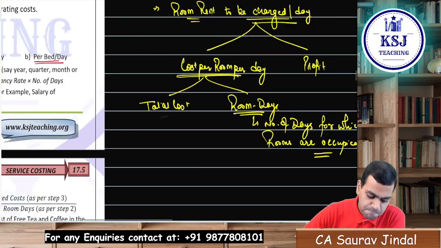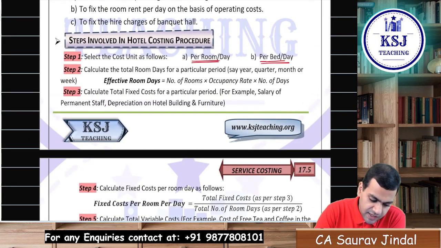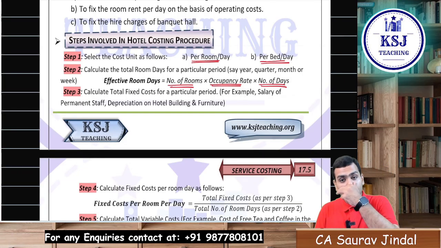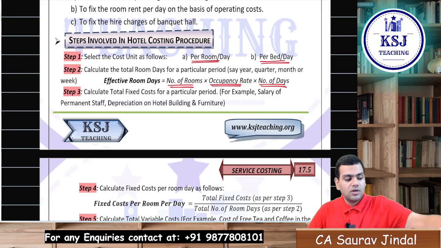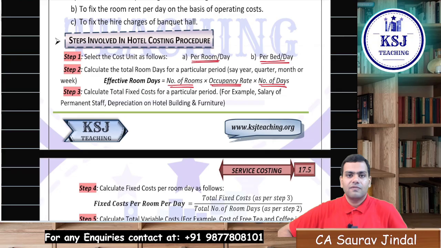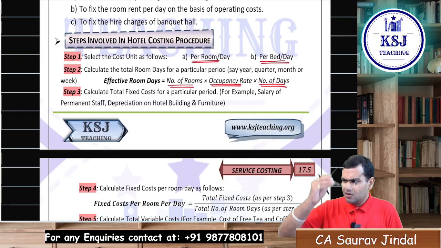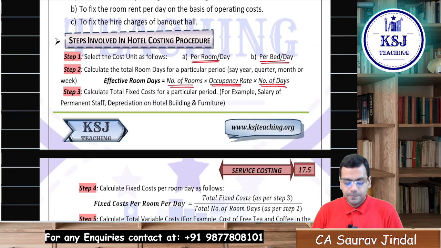Right? So what is there? The effective room days are the number of rooms into occupancy rate into number of days. For how many days they are occupied and what is the occupancy rate? 60%, 50%, 80%, right? For how many days? For 30 days if you are calculating for the month, or multiplied by 12 months if you are calculating it for the whole year. Clear?